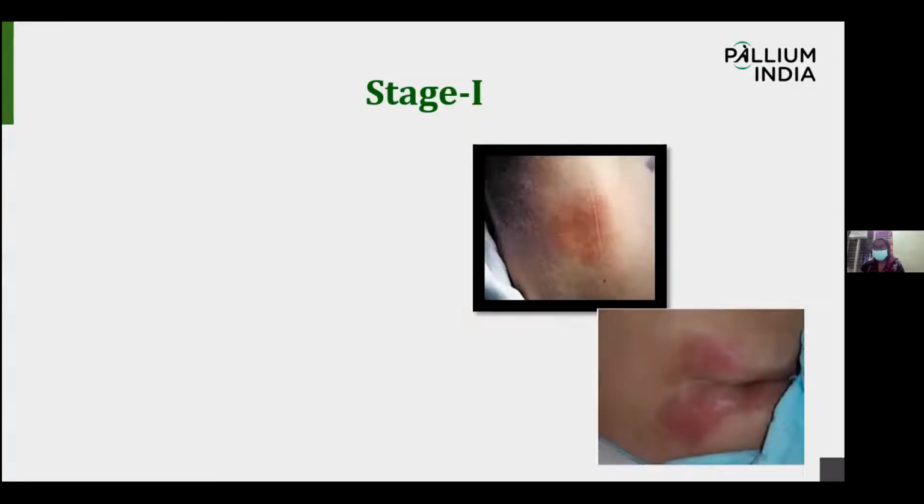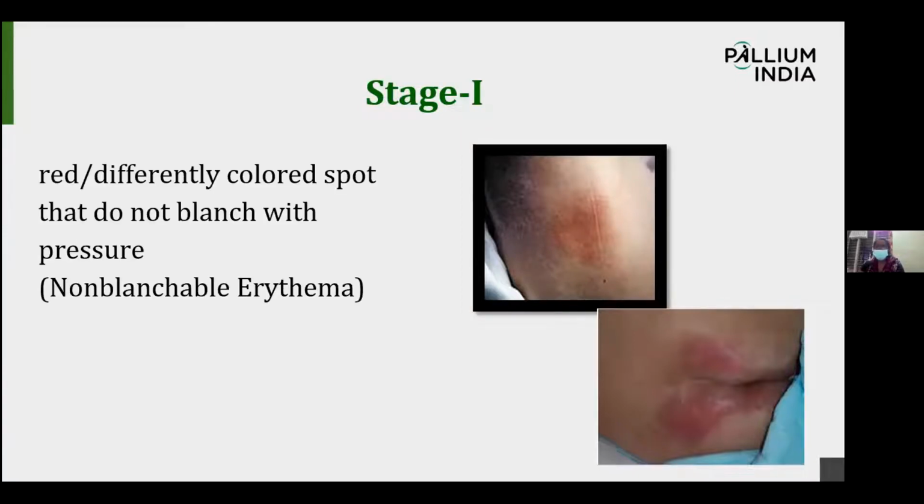The first stage is non-blanchable erythema. If you change the position from the supine position to lateral position and you see this type of color change, you have to give special attention to that area. I'll come to the management later. If there is a non-blanchable erythema, and you put your own finger pressure on that area, that redness will still be there. It's not blanching. So this is the first stage of pressure ulcer.